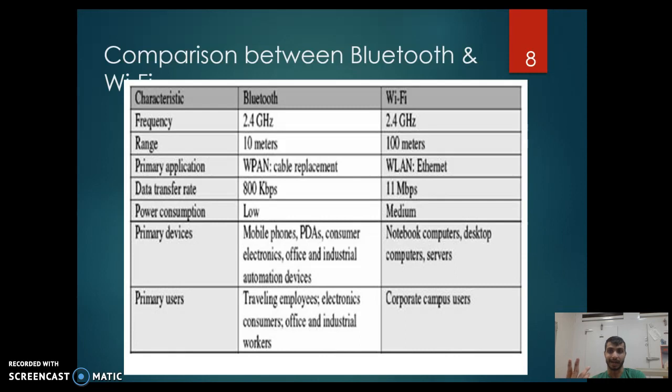Let's talk about the data transfer rate. It's 800 kbps for Bluetooth, and for Wi-Fi it's 11 Mbps, which is much faster than Bluetooth. Let's talk about power consumption. Bluetooth has low power consumption and Wi-Fi is higher than Bluetooth, but it's medium, not too much. Let's talk about the users. Bluetooth is used by traveling employees, electronic consumers, and office and industrial workers, and Wi-Fi is mainly used by corporate campus users.